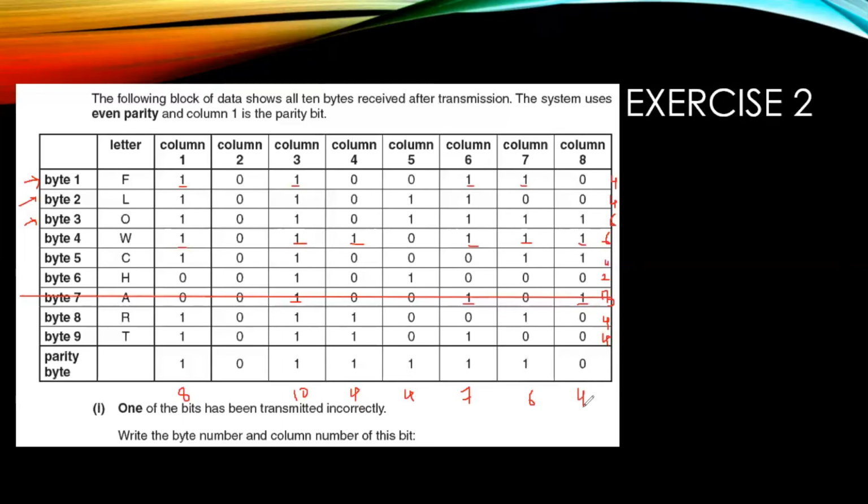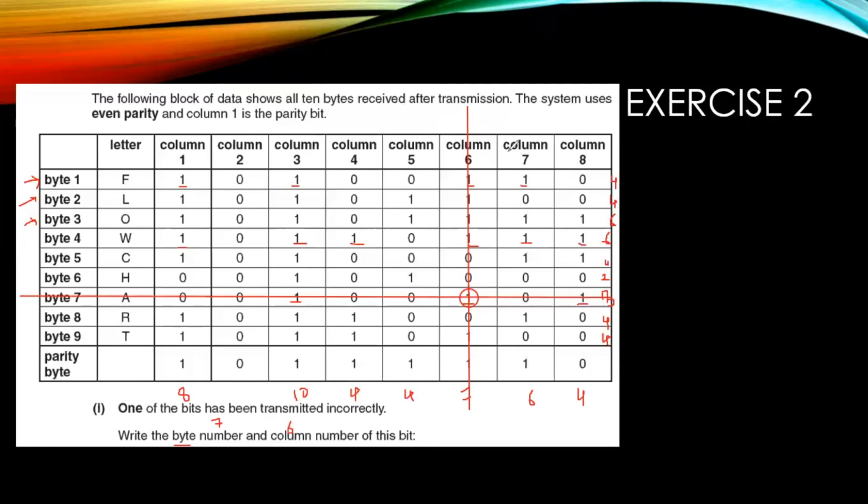Now, if you observe, this column has an error. You're going to draw a second line, and then you're going to see it's going to intersect at a given point here. So this is my intersection point. Now, it asks you in the question, what is the byte number? As you can see, the byte number is 7. And what is the column number? 6. So this gives us the answer.